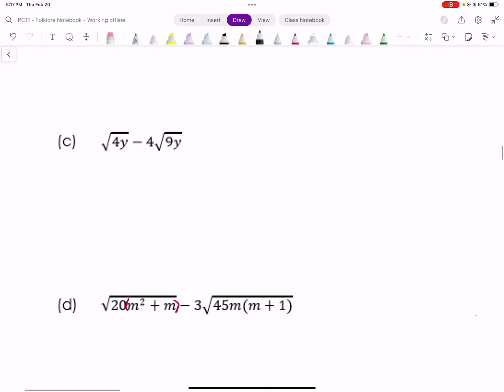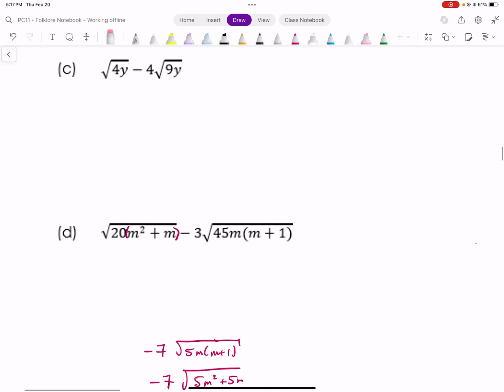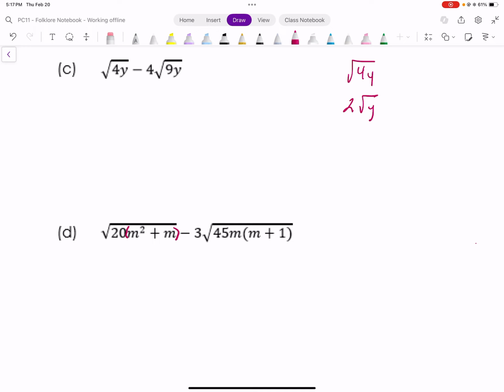Now, allow me to go on to number C. Ooh, it looks like we might have some challenge up ahead. So C, well, I'm just going to try to simplify each radical. Now, the square root of 4y can be simplified as 2 root y. So really, this is 2 root y minus 4. Now, I'm always trying to be very careful when a radical has a coefficient in front and I simplify it. The root of 9y can be simplified into 3 root y.